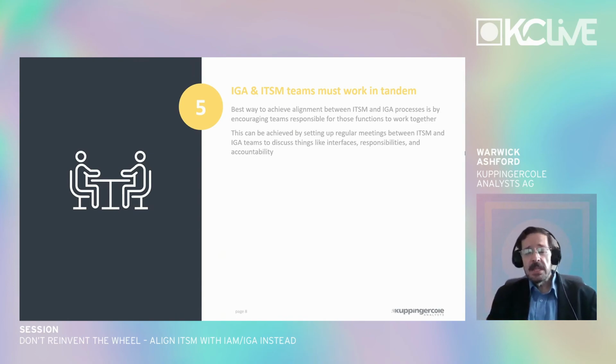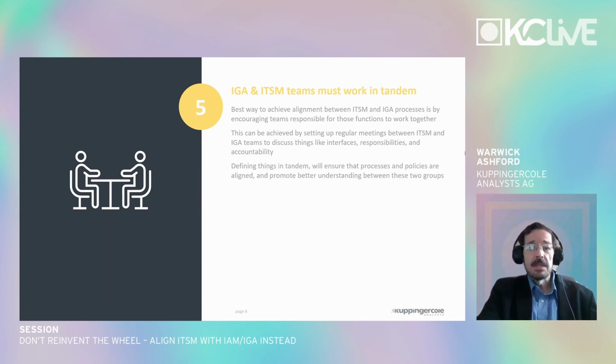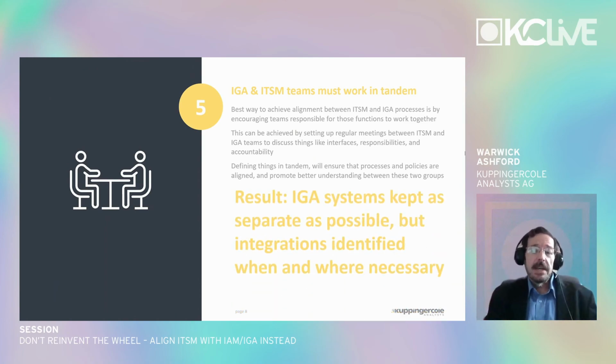And this is something that I've seen in business continuity management and cybersecurity, where these two teams tend to work in silos, but if they work together, there is better synchronization between the two. And in terms of technology investments and processes, both teams are working in the same direction. So we need to achieve the same thing for IGA and ITSM teams, because by defining things in tandem, it will ensure that processes and policies are aligned, and it will promote better understanding between these two groups. So the result is that IGA systems are kept as separate as possible, but integrations are identified when and where necessary.